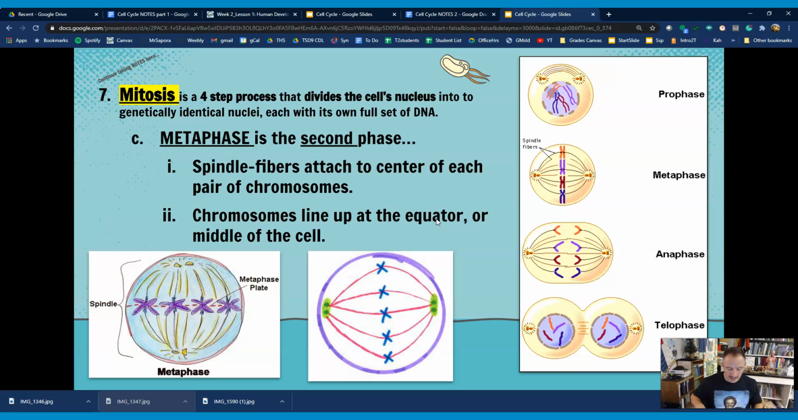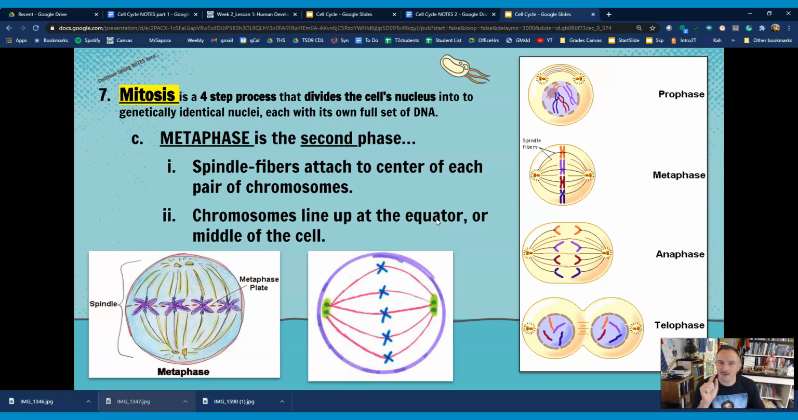So now, from prophase, the nucleus is gone, and you've got all these chromosomes, and they line up right down the middle. They call this the equator, right down the middle. And you can see all of the DNA as chromosomes lining up down the middle. One way to remember this is metaphase, middle. Metaphase, middle. PMAT, what?